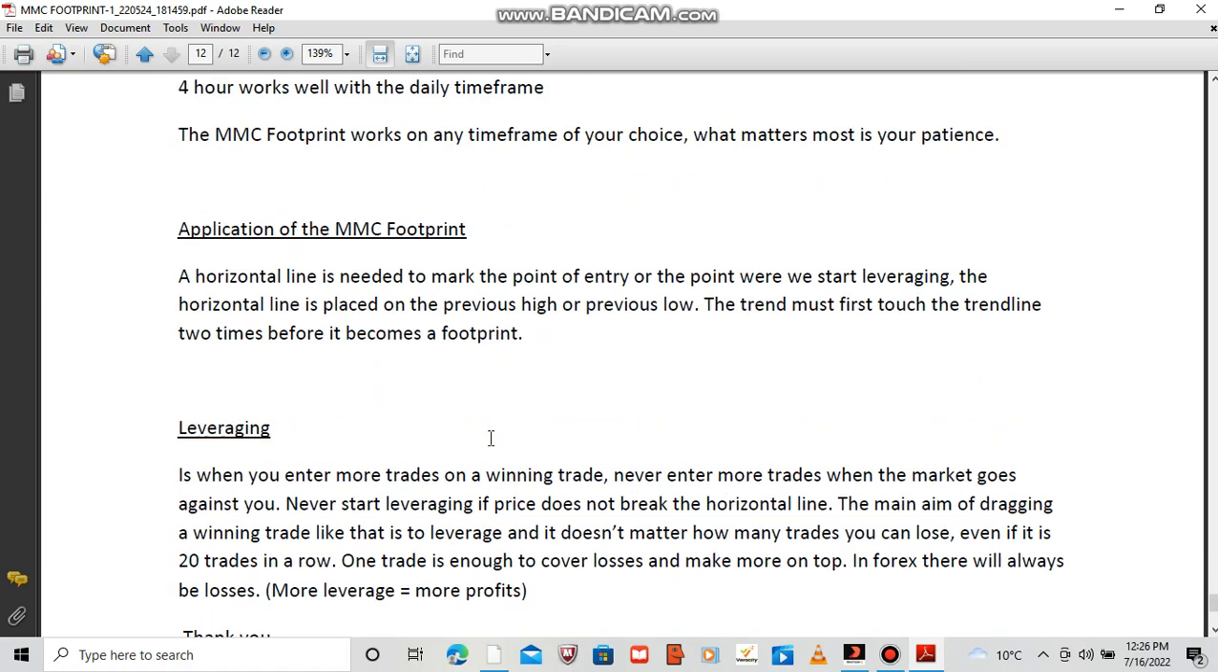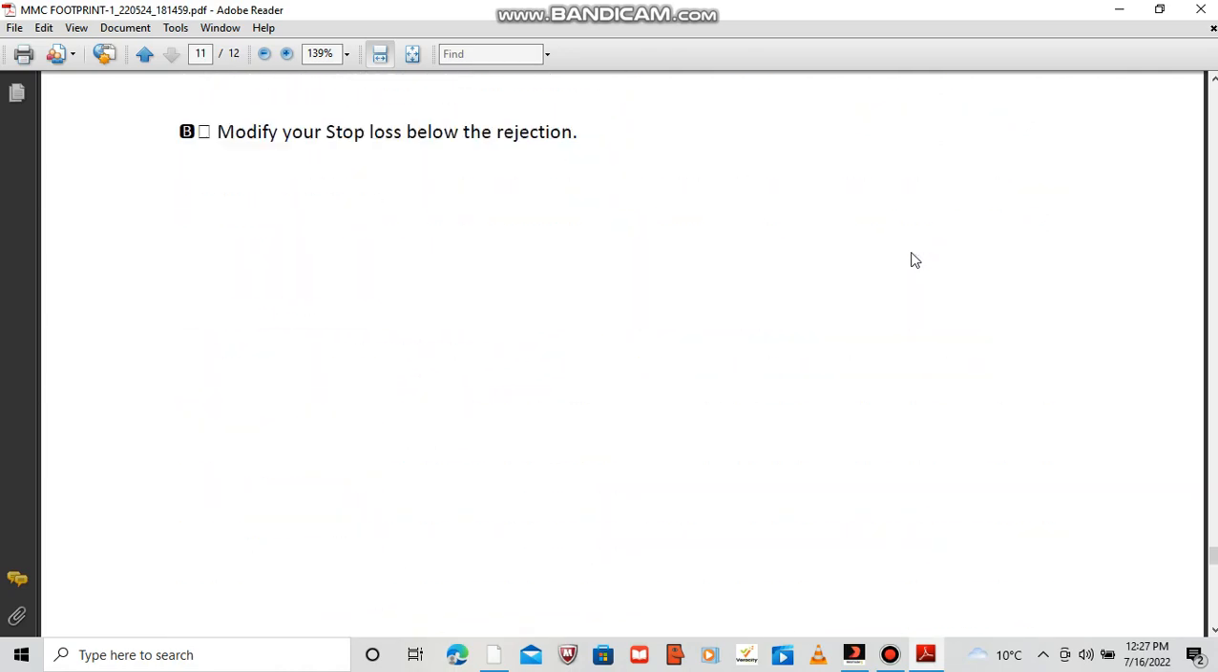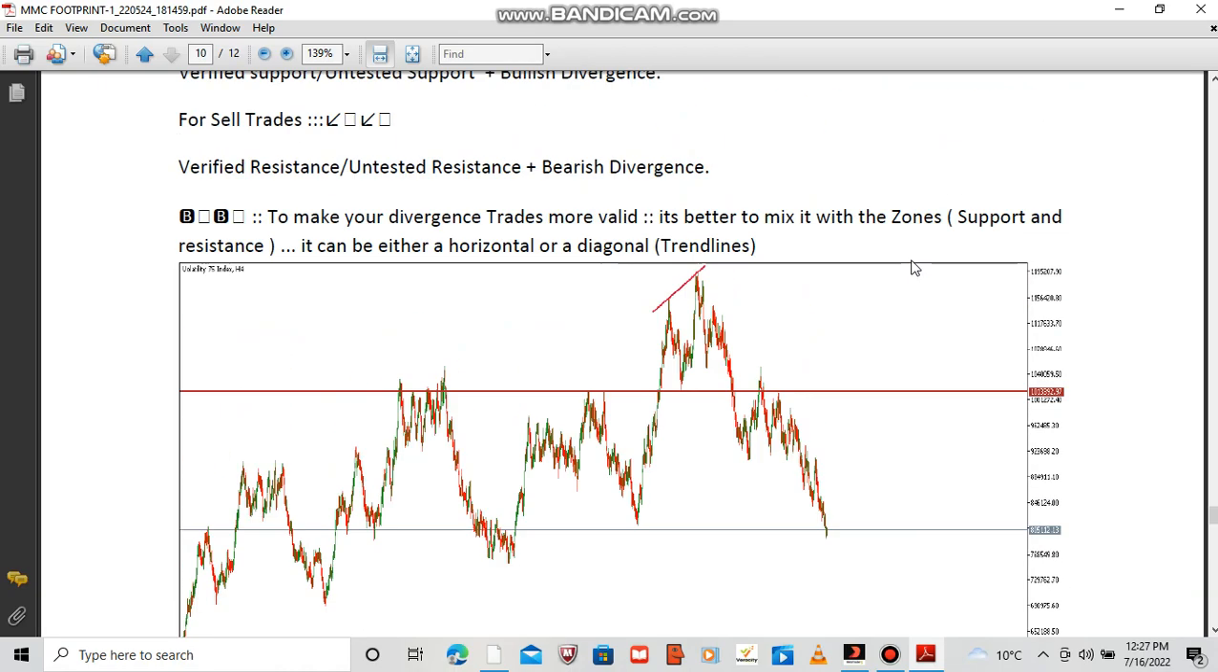Then it says a horizontal line is needed to mark the point of entry, or the point where we will start leveraging, right? We all know leveraging is entering more trades, like scaling in. As the first entry we entered is in profit, we enter more trades to maximize our profits. That's what leveraging is. So guys, I think we have covered the basics.